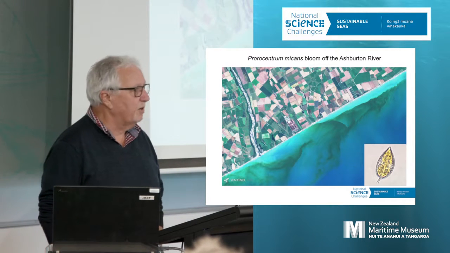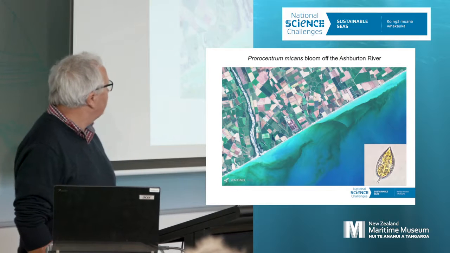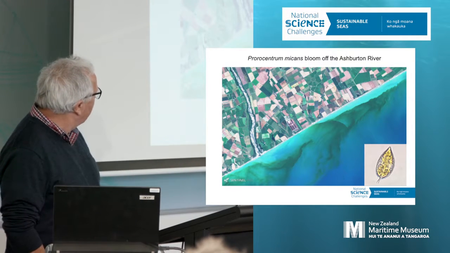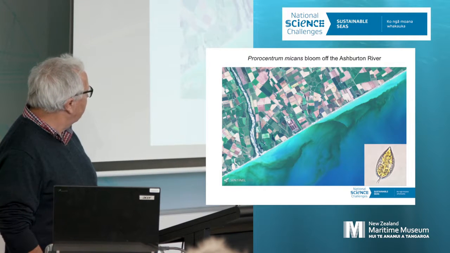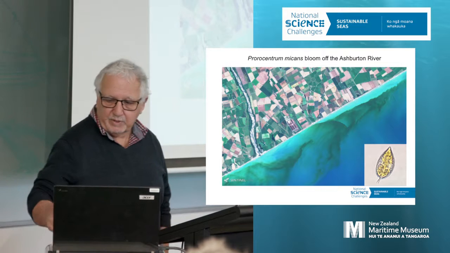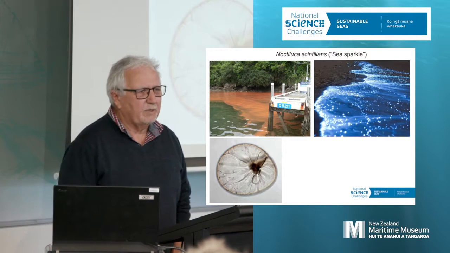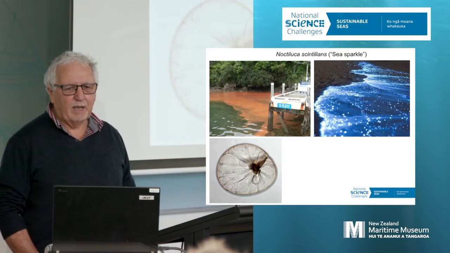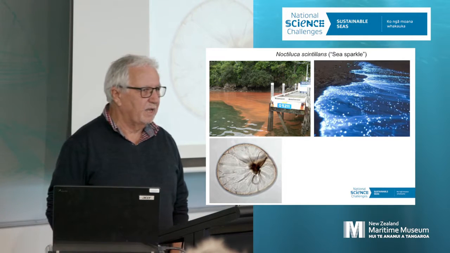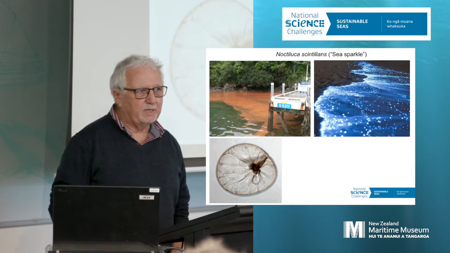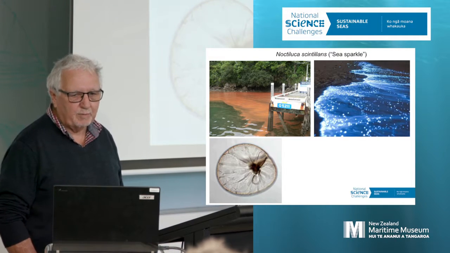Another example actually out in Canterbury, off the Ashburton River, a major bloom of another dinoflagellate altogether, extending way along the coast there. Noctiluca scintillans, something that you probably see around here a bit, responsible for the very bright bioluminescence you sometimes get in the seas during summer.